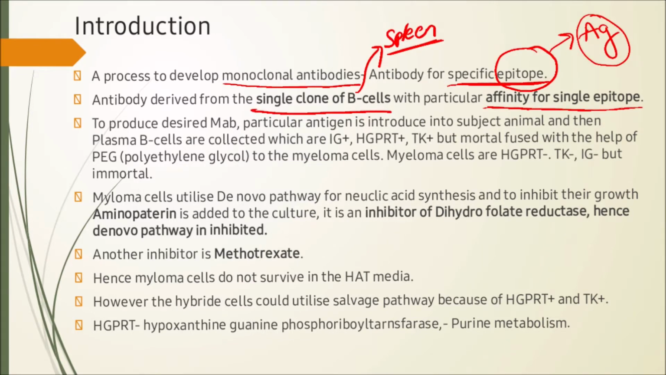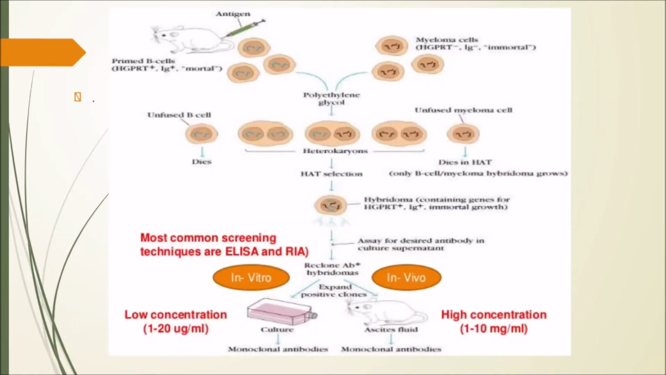Spleen is a site for B cell maturation and it is a part of the secondary lymphoid system. So here I have discussed this topic, so you can go through this for better understanding. I will explain this topic through this diagram. So here's the whole procedure. What happens first? We inject the antigen for which we require the desired monoclonal antibodies. We inject the antigen against which we require the monoclonal antibodies. So the antigen is injected into the animal.